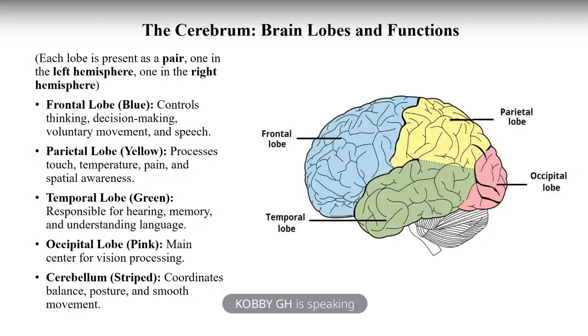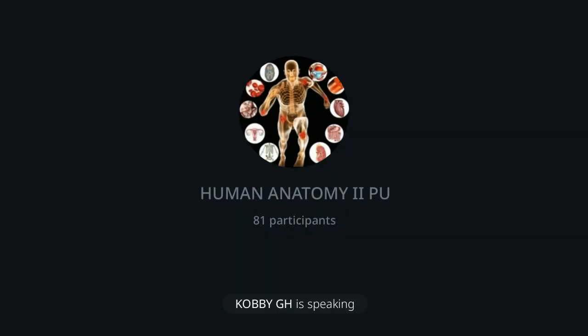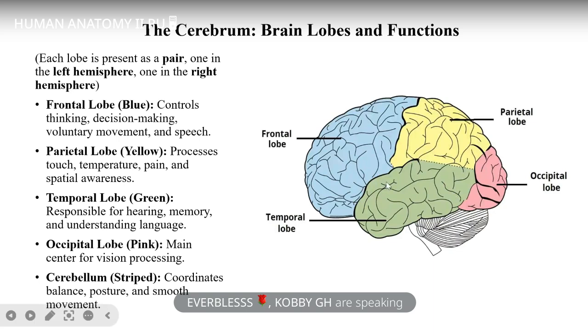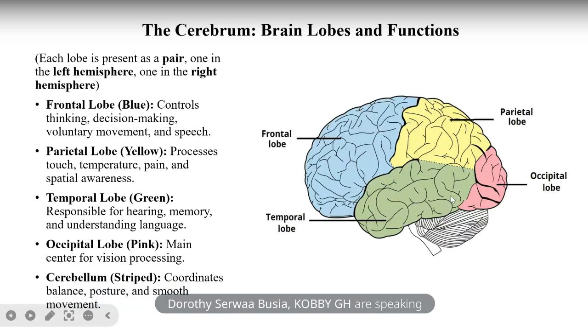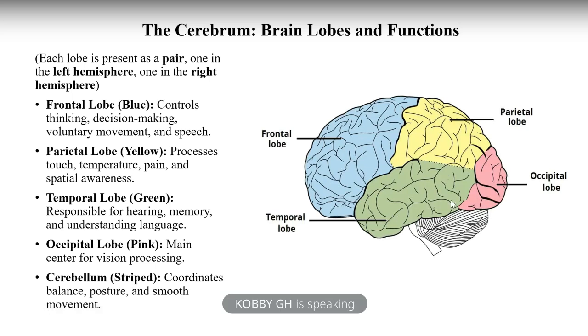Then we have the temporal lobe. This part is what we call the temporal lobe. Say it after me: temporal lobe. It's responsible for hearing, language, memory, and emotional processing. Is that okay? So hearing, language, memory, and emotional processing. It's done by this part, the temporal lobe.